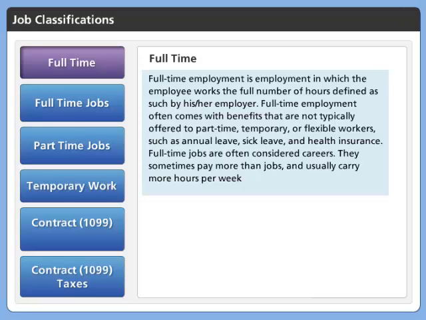Full-time employment is employment in which the employee works the full number of hours defined as such by his or her employer. Full-time employment often comes with benefits that are not typically offered to part-time, temporary, or flexible workers, such as annual leave, sick leave, and health insurance. Full-time jobs are often considered careers. They sometimes pay more than jobs, and usually carry more hours per week.